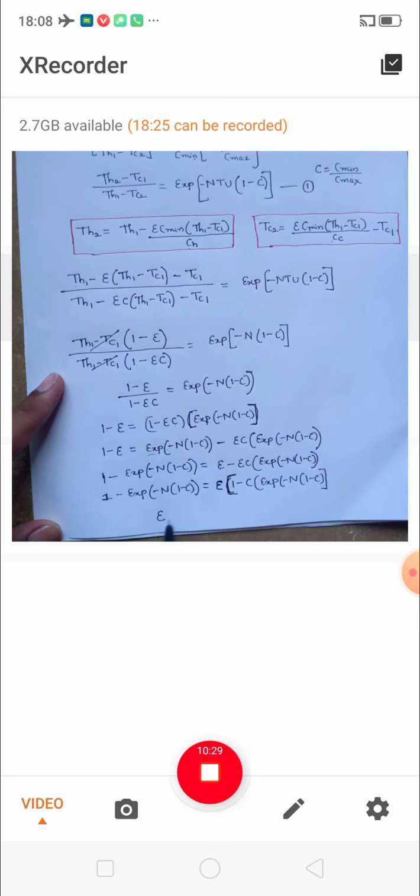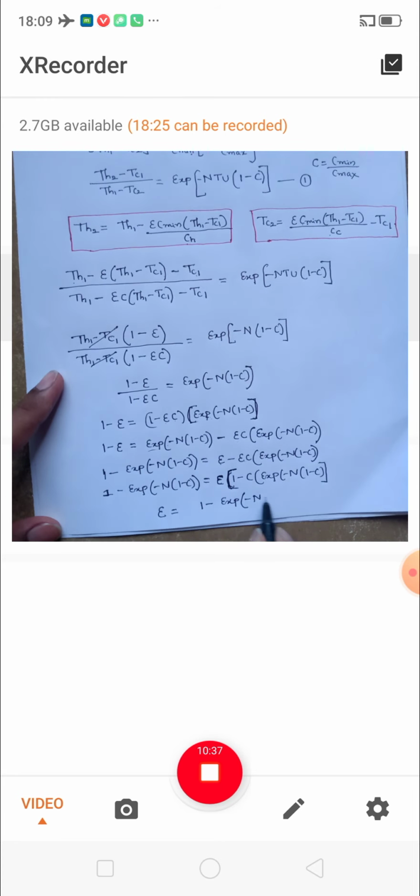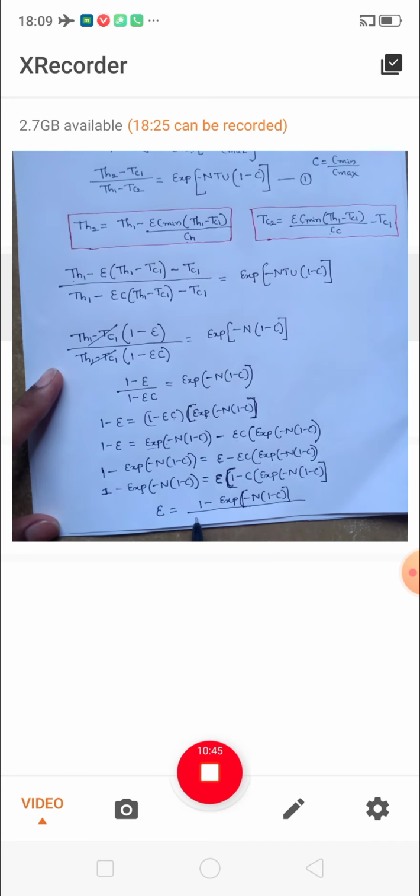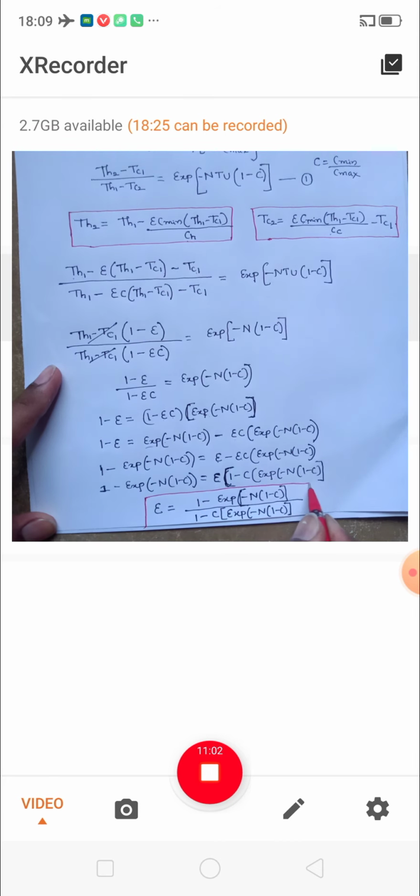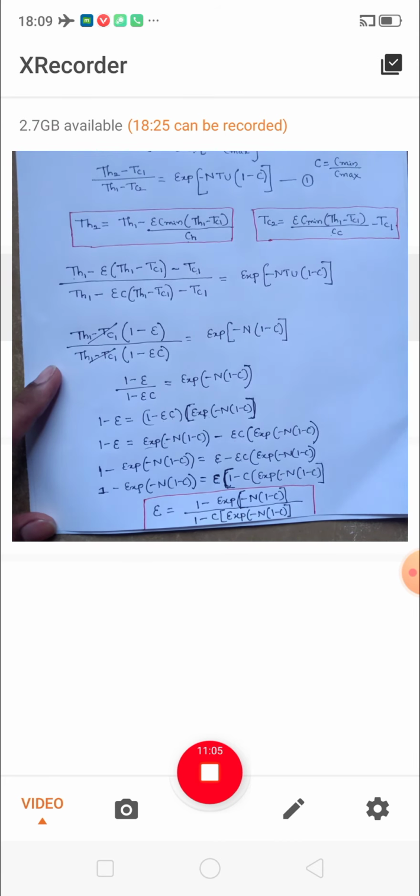So therefore effectiveness will be equal to 1 minus exponential of minus N, the bracket (1 minus C), we'll write it in the square bracket, divided by 1 minus C, the square bracket I will write, exponential of minus N in the bracket (1 minus C). So this is my final expression for the effectiveness of the heat exchanger for the counterflow heat exchanger.